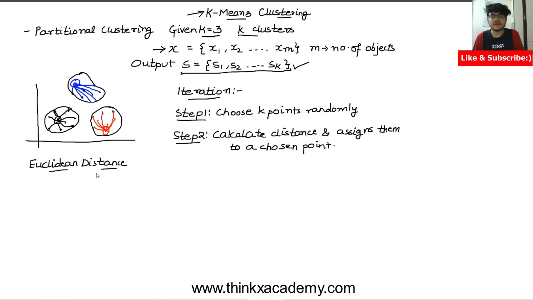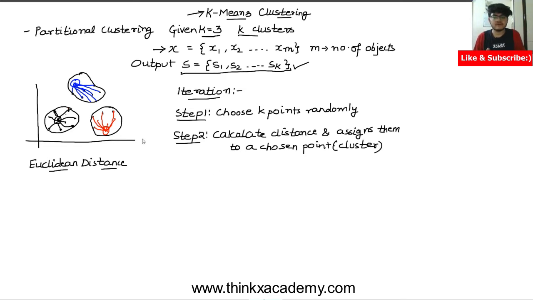So we use Euclidean distance to find the distance between the 2 points, right? We know that Euclidean distance was used as a dissimilarity measure, right? So we calculate the distances and we assign them to a chosen point or a cluster. So this was our step 2.